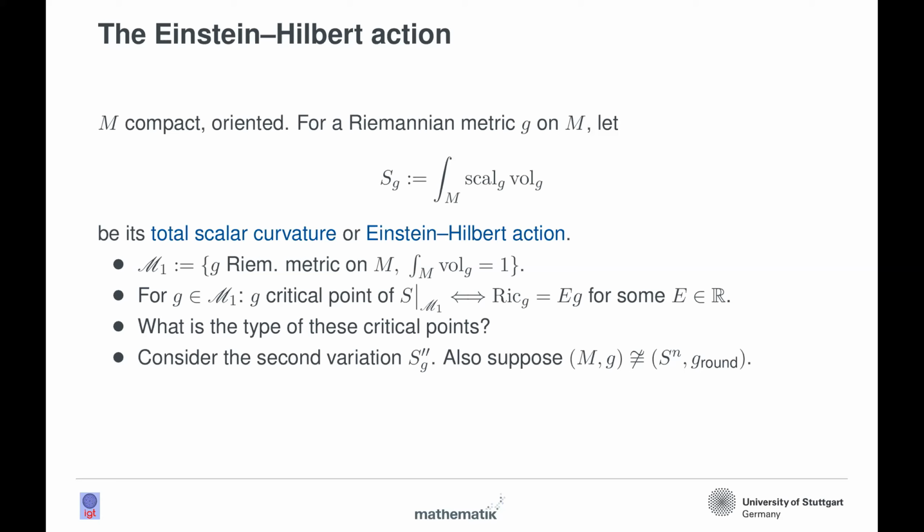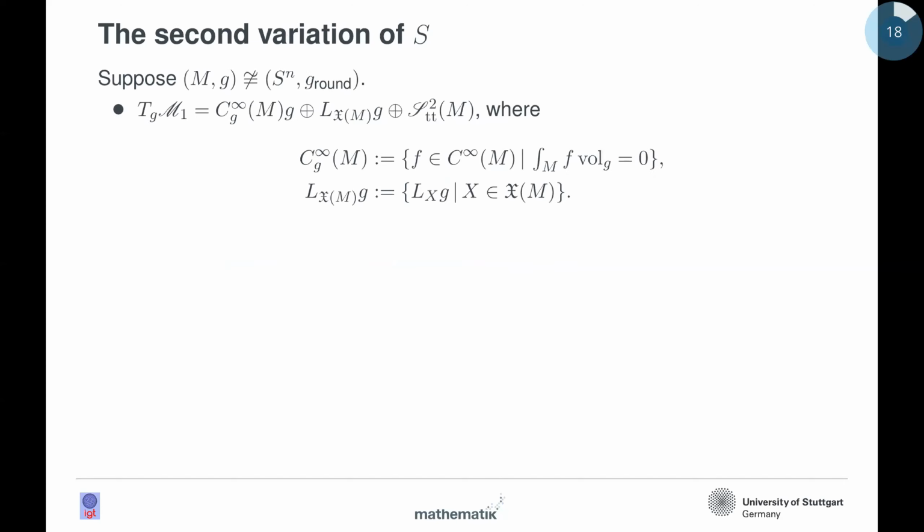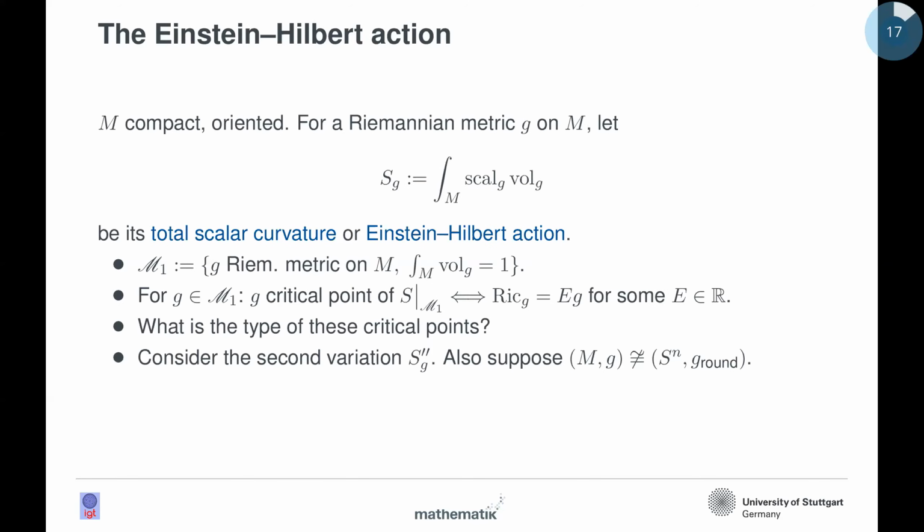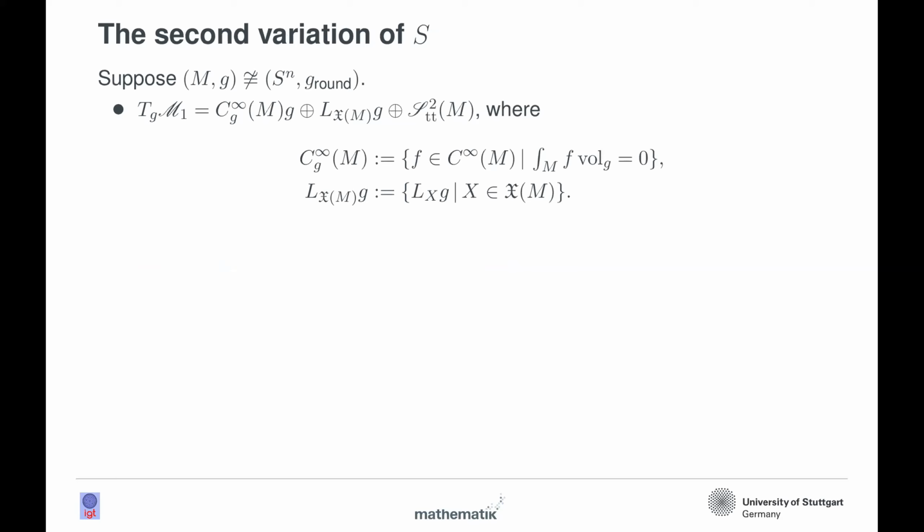And if we suppose that our manifold is not isometric to a round sphere, then we can do something nice. We can decompose the formal tangent space to this M1. Recall from the last slide, M1 was the set of Riemannian metrics on M which have unit volume. So this is, in a sense, an infinite dimensional manifold. We can take a formal tangent space of this at g. g should be an Einstein metric, I forgot to write that here. And it decomposes into 3 parts.